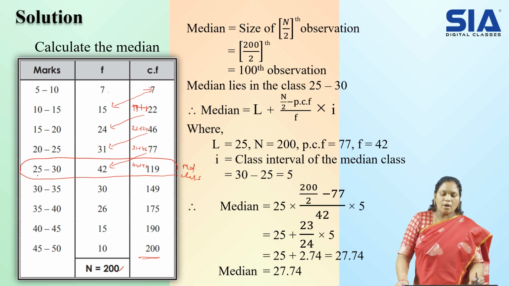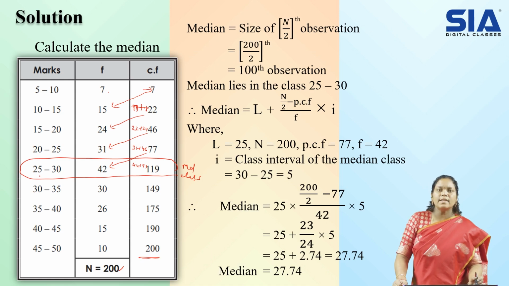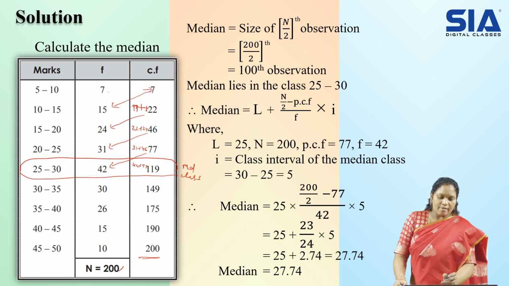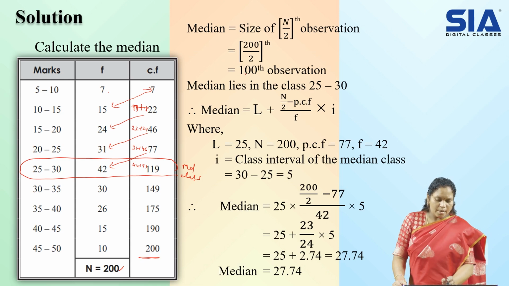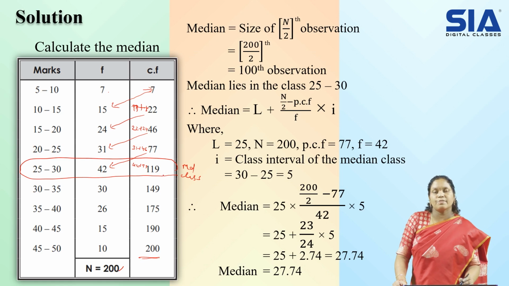So based on the n by 2th observation, we'll decide the median class. How to decide that is, check the exact value. If the exact value is there in the cumulative frequencies, that entire box becomes your median class. If it is not there, take the next highest to that value. So here, the same 100 we don't have, so the next highest is 119. So the class interval corresponding to 119, that is 25 to 30, becomes the median class. Now let us check it out.